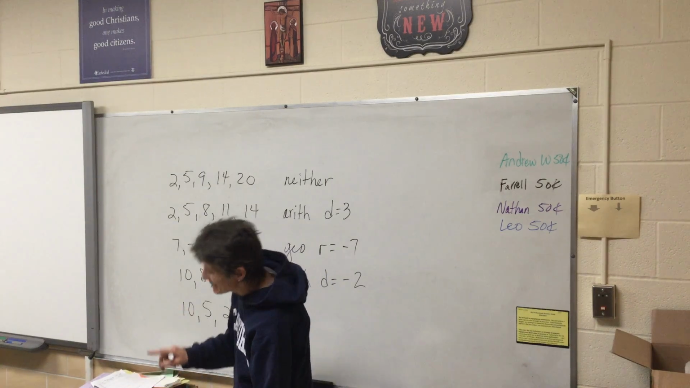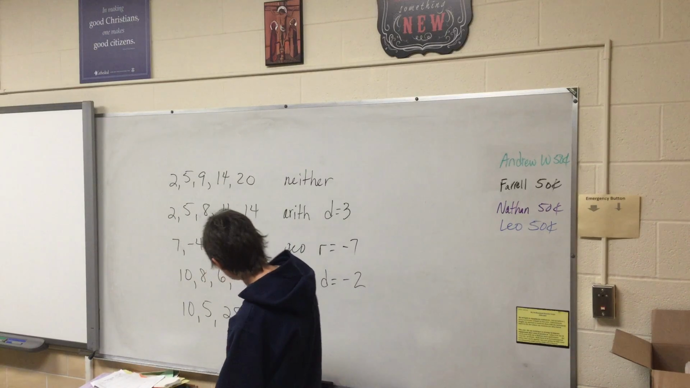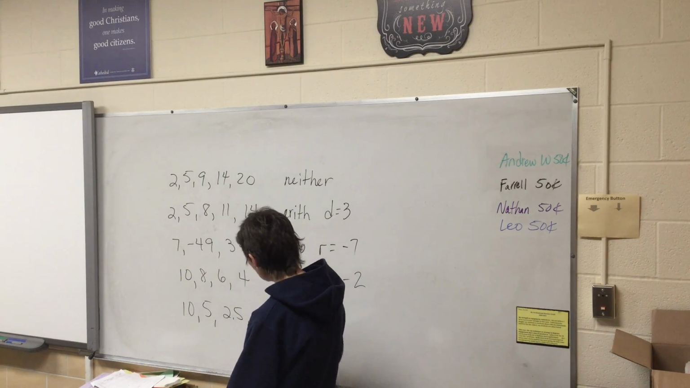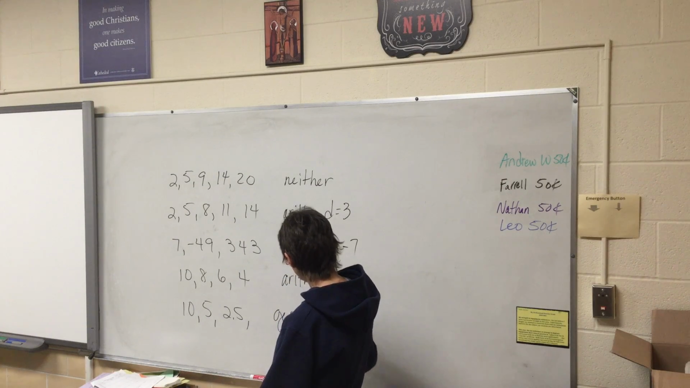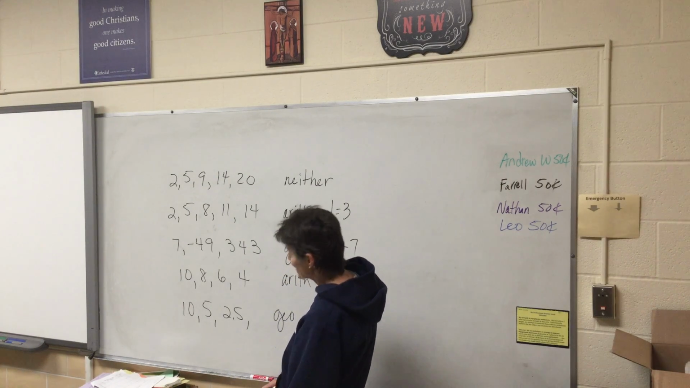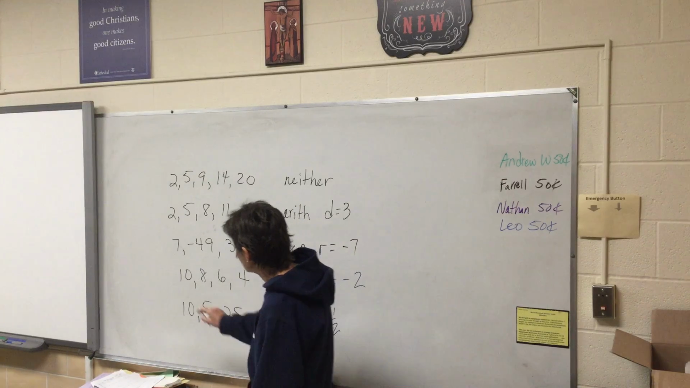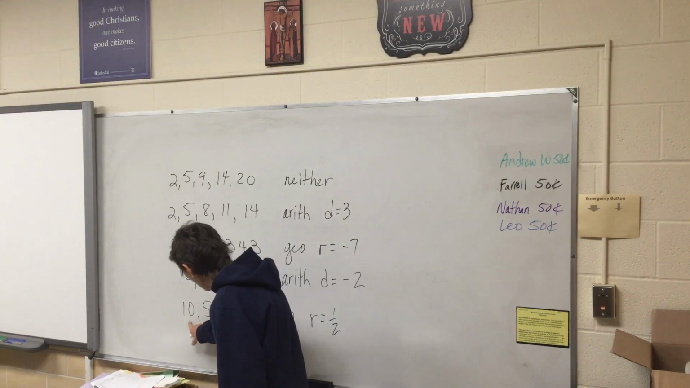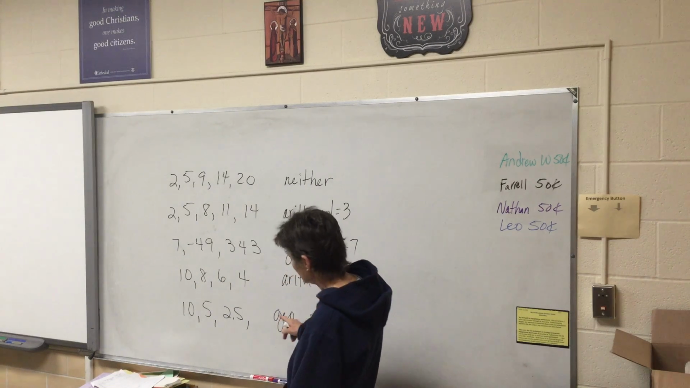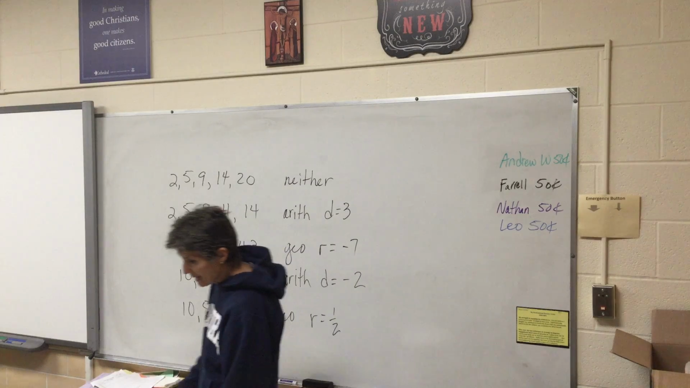Okay, so it's not -1/2. It's actually times 1/2. So it's geometric, and yes, you're dividing by 2 or multiplying by 1/2. So your ratio is 1/2. 10 times 1/2 is 5. 5 times 1/2 is 2.5, and it continues on. Good.